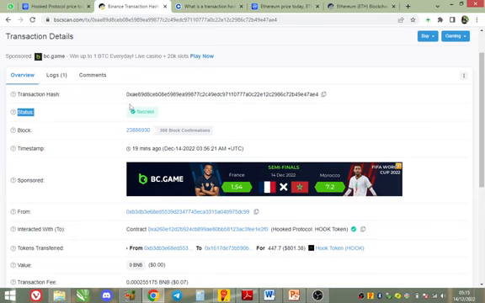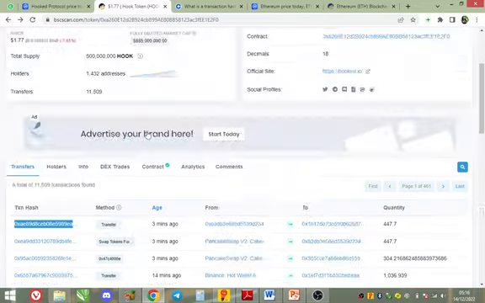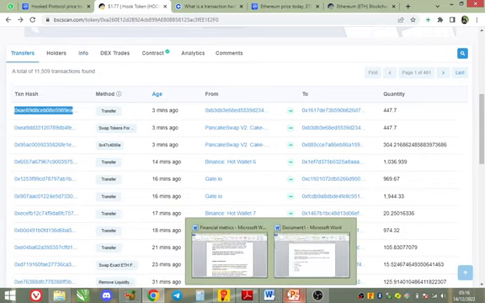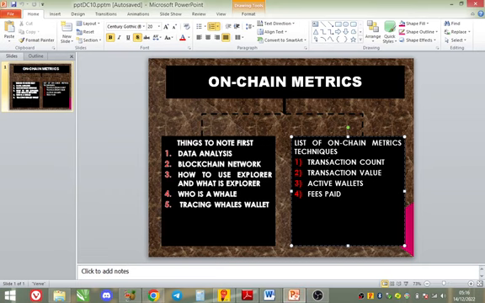So now I will go back. I just explained for you the transfer and the rest. Now the next thing that we'll be discussing from this is our transaction value.